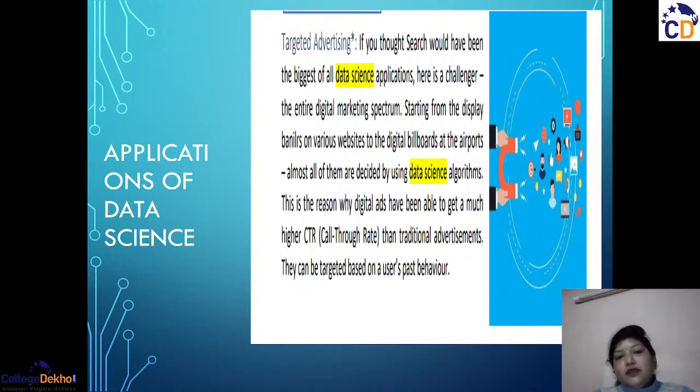Then there is targeted advertising. What is targeted advertising? We have some targets, some banners. I am a customer and I like some products. So the machine is going to identify my patterns and accordingly suggest those items only. Obviously, because based on my past pattern, my past experience with that particular site, it is going to provide me that type of suggestion. So this is one of the applications of data science.